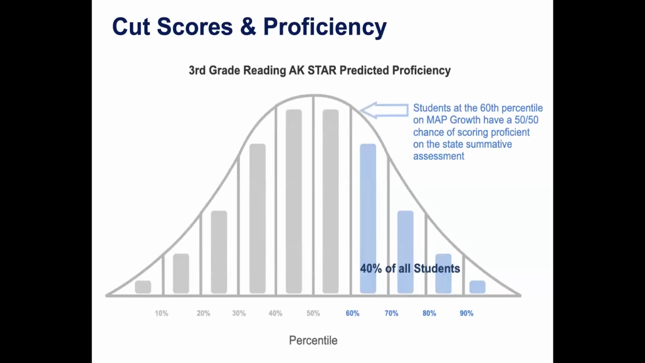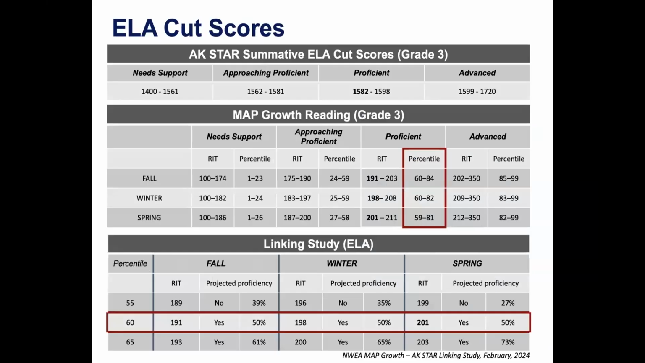One thing I want to mention is it just happens that third grade reading is also the 60th percentile on the linking study. I want to reiterate that fourth grade reading or math could be very well different. It just happens coincidentally that it is a similar percentile, but it is different based on different grades and different content areas. In third grade reading, when you hit the 60th percentile, that's when you have that 50% likelihood, probability, of being proficient on AK Star. So it's going to feel very similar.